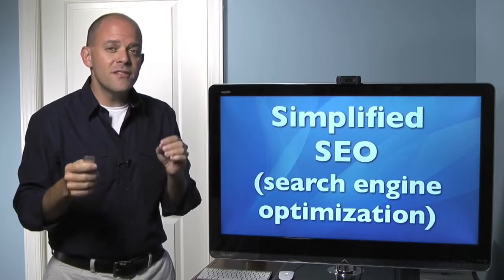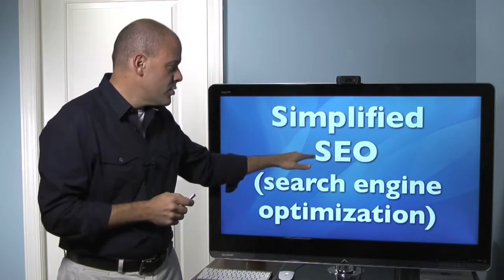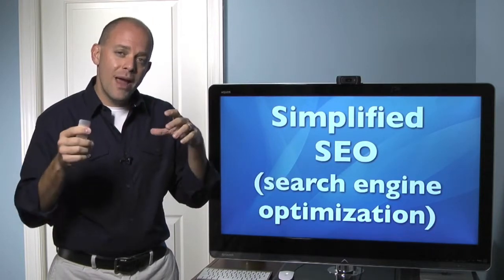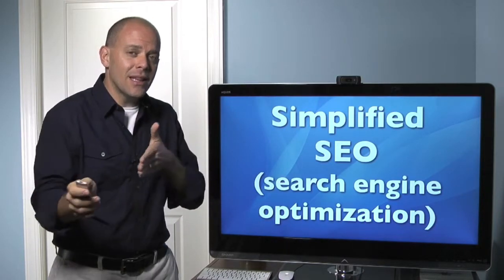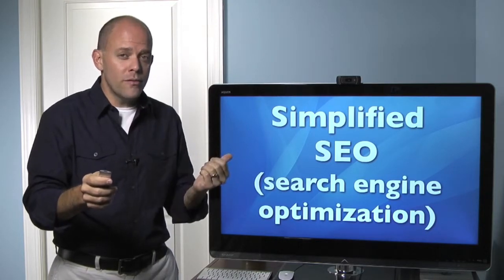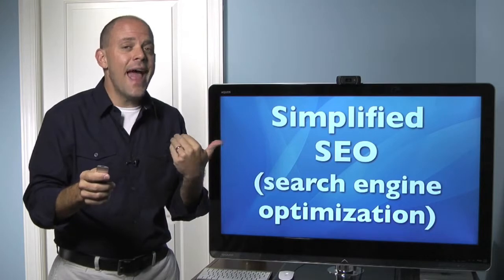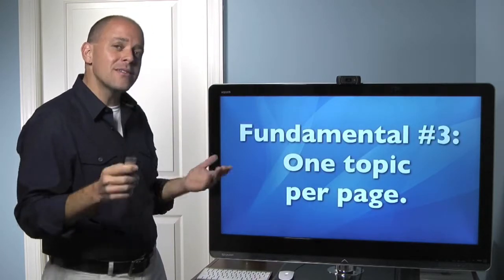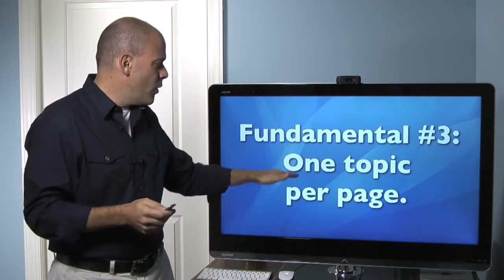The first thing I want you to know is it's very simplified search engine optimization, meaning that it's a great way for you to go through and make sure any content you create is in alignment with how your audience is searching. And it's really cool when you learn 4-for-1 optimization because you can apply it to everything you do. So let's talk in a little more detail about how it applies to the third fundamental of online success, one topic per page.